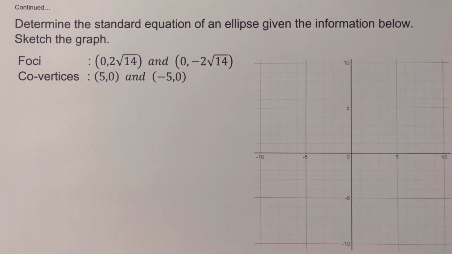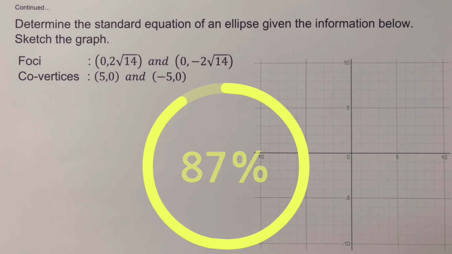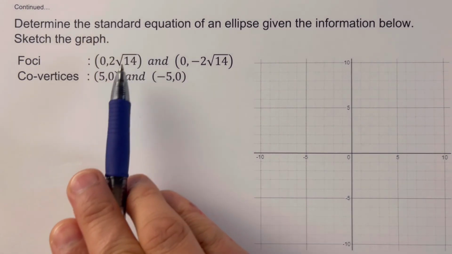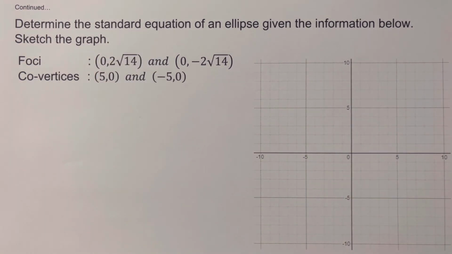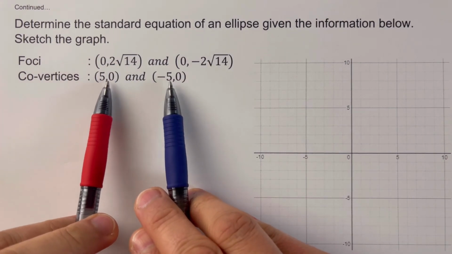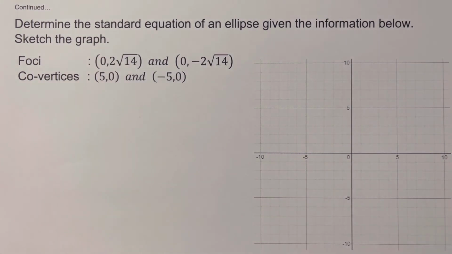At this time, I would encourage you to pause this video and try this problem out on your own. And when you're done, unpause it and check your answer. Okay, so we go over the problem here. We're supposed to determine the standard equation of this ellipse. We're given the coordinates of the two foci and the coordinates of the two co-vertices. So I'm going to go ahead and plot these 4 points up here.